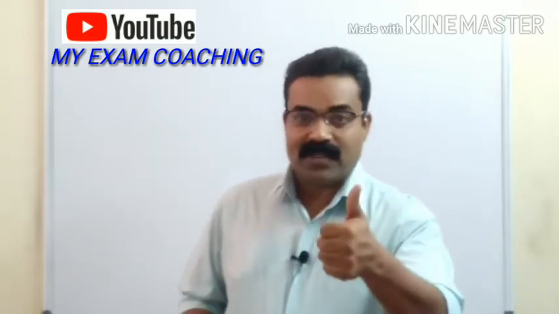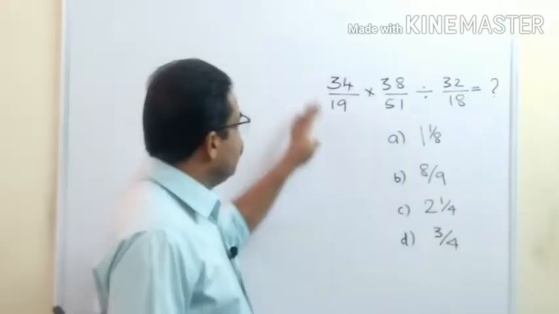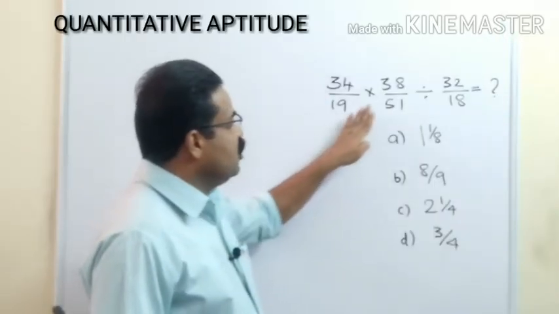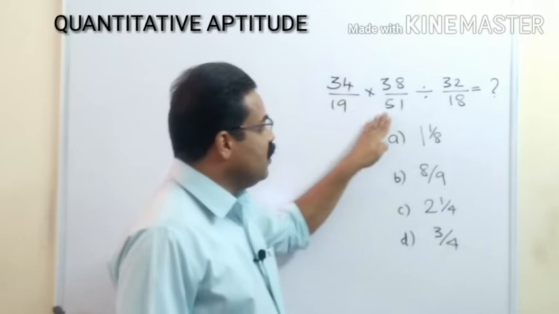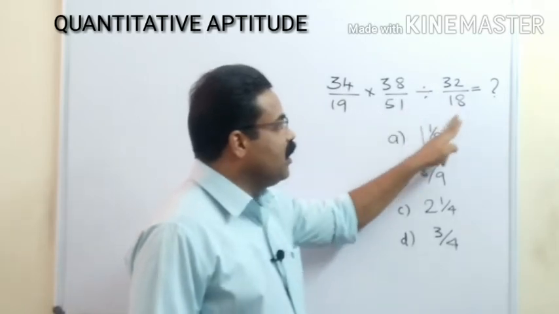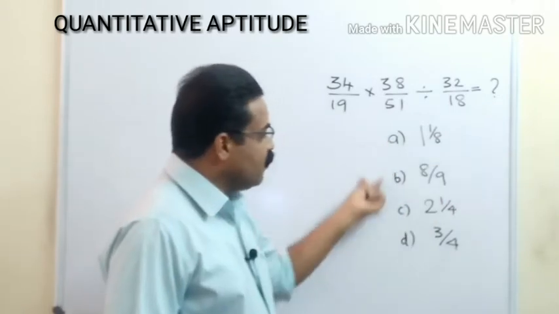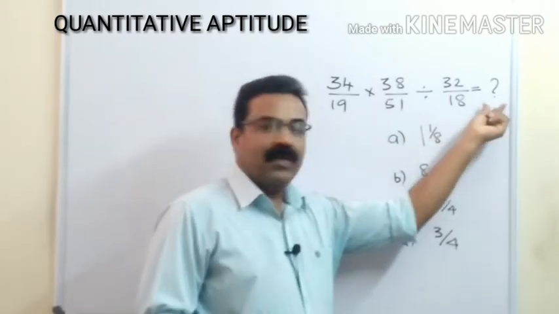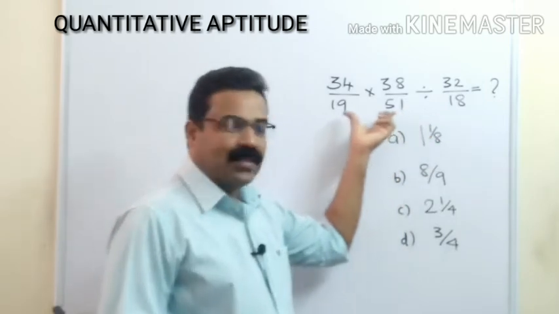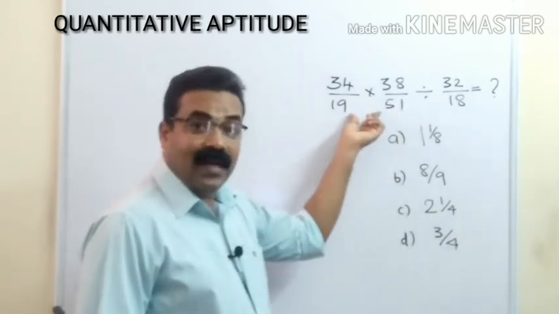Let us go to the first question, students. Okay, this is your first question. 34 by 19 into 38 by 51 divided by 32 by 18 is equal to question mark. We have to find out what will come out of these four options, what will come in place of the question mark. So let us solve it. Before solving, let us rewrite it.